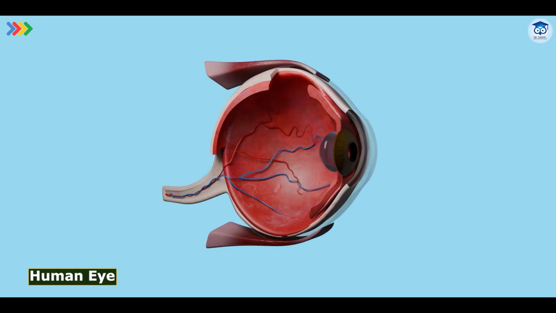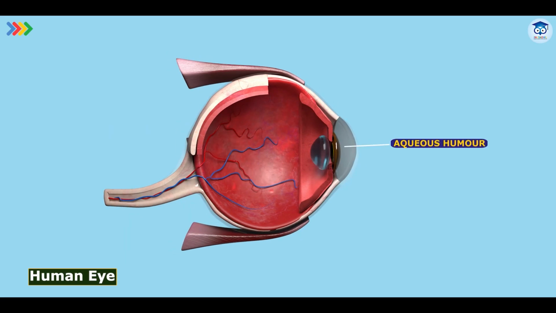Now, let's talk about the transparent fluids inside the eye that play a crucial role in its functioning: the aqueous humor and the vitreous humor.